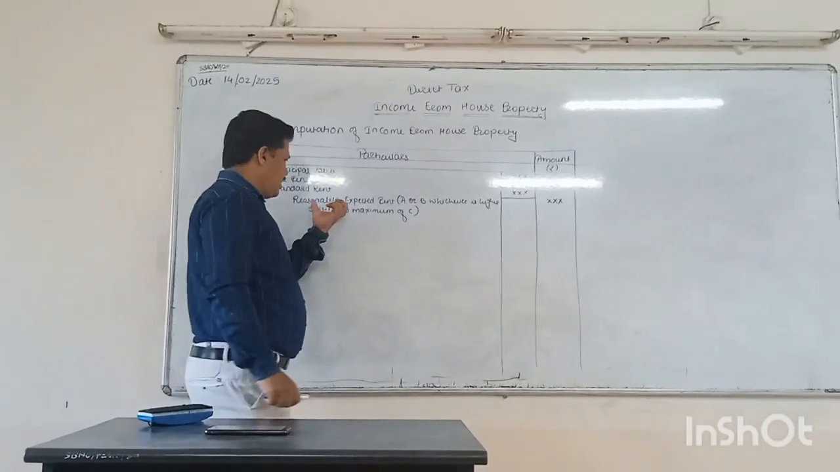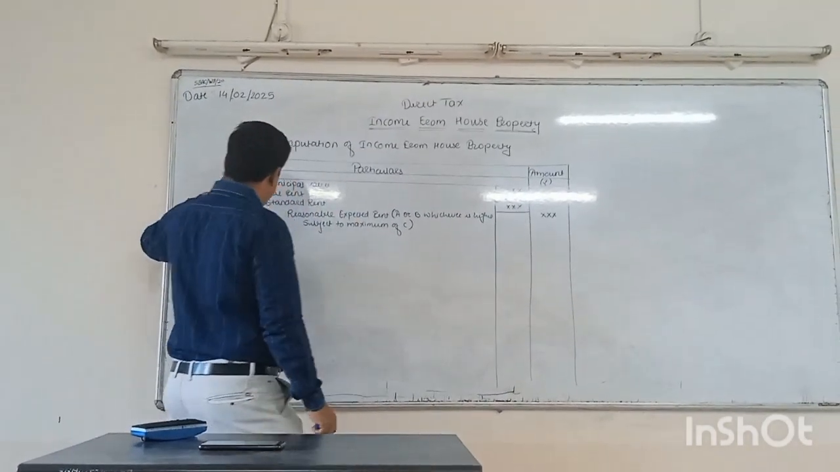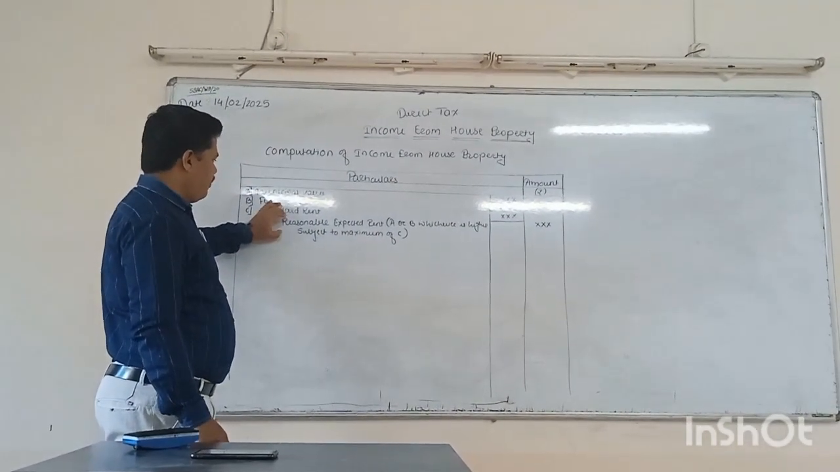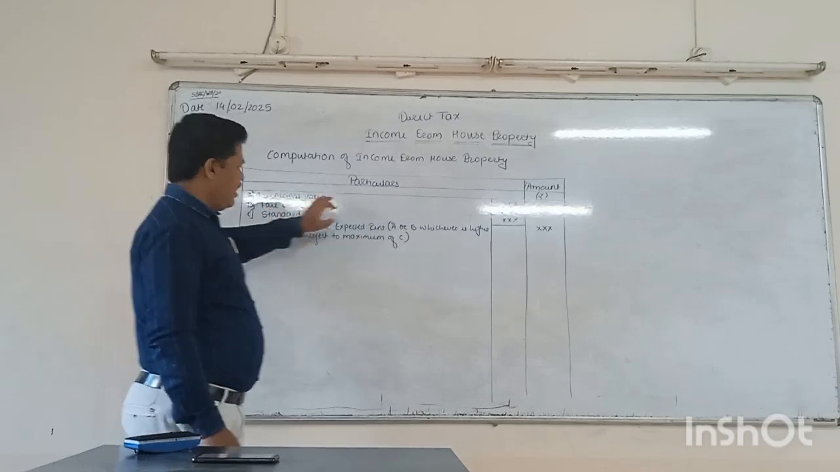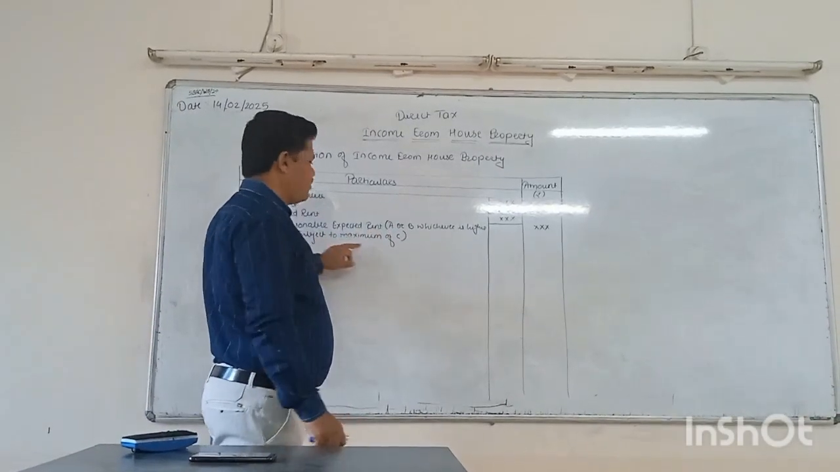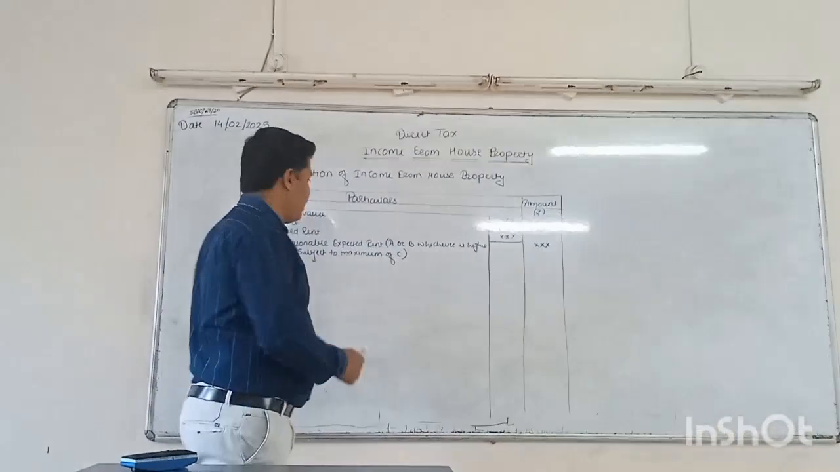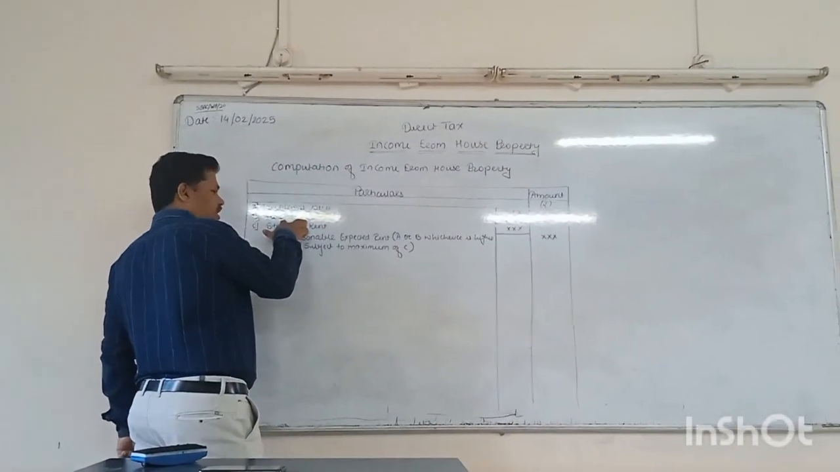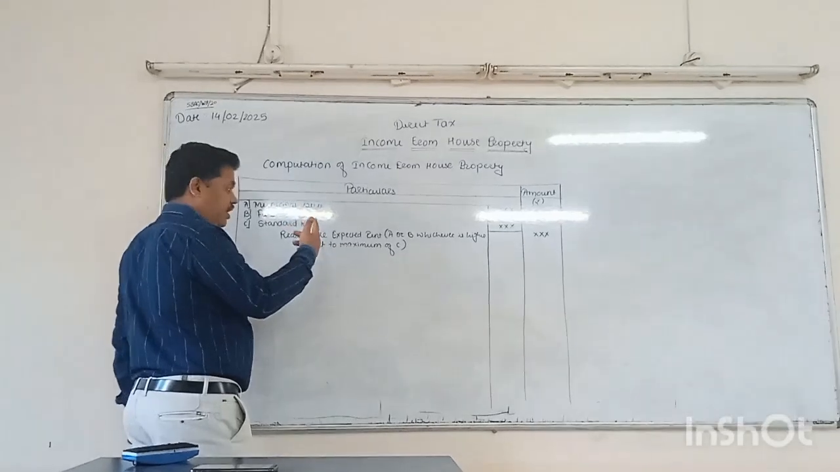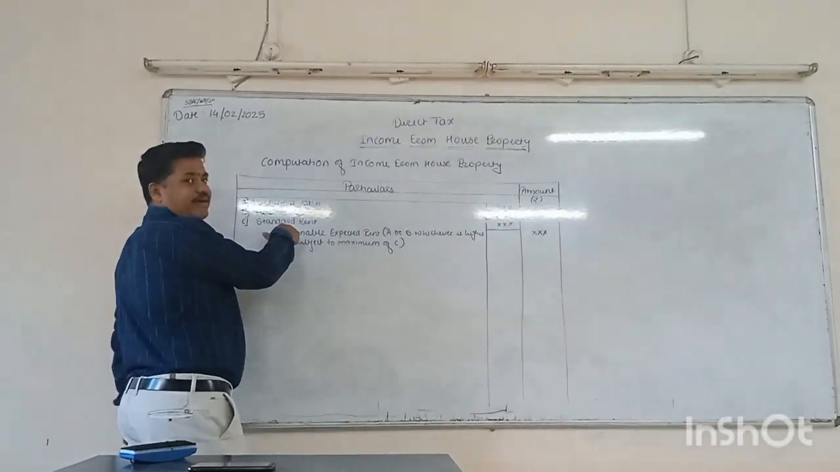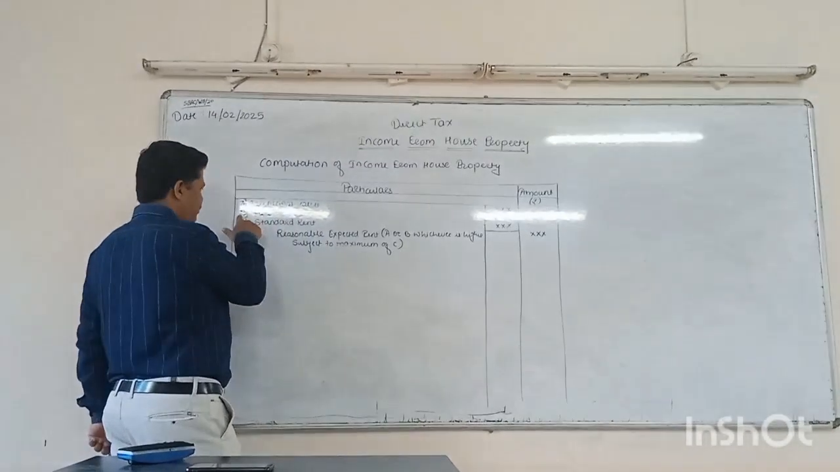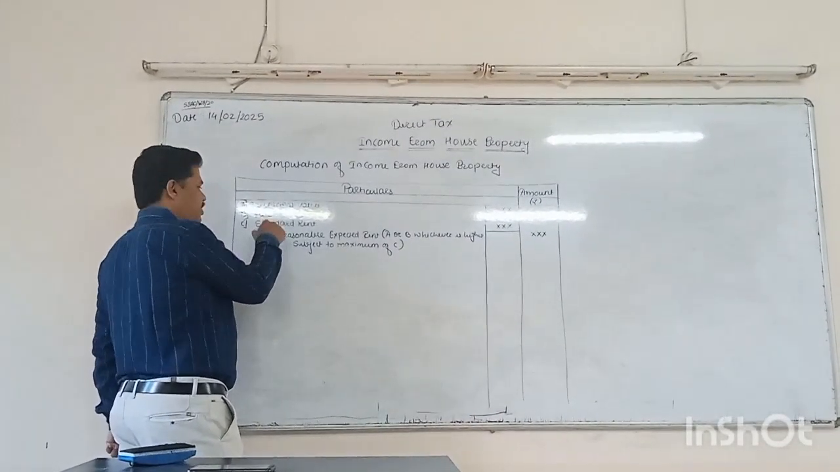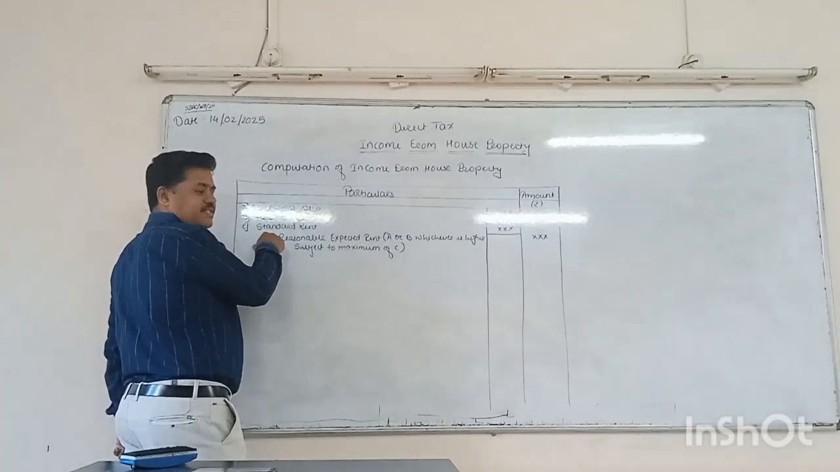Okay, so reasonable expected rent. On the basis of these three values, we have to compute reasonable expected rent. Now, what is meant by reasonable expected rent? A or B, whichever is higher, subject to a maximum of C. Means municipal value or fair rent, whichever is higher, up to the extent of standard rent.